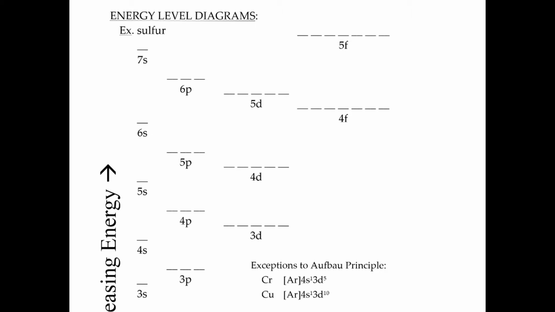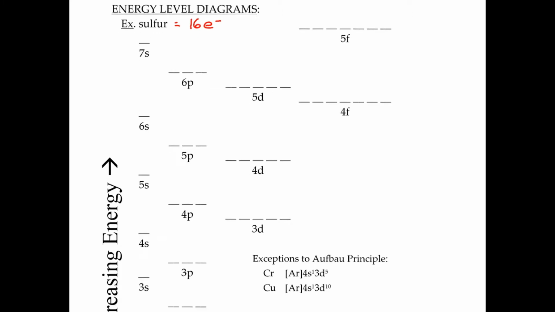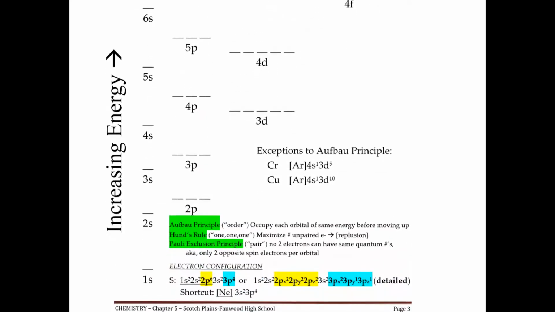So, the how to do it. First of all, we're going to look at sulfur and figure out how many electrons sulfur has. So we look at the periodic table. We realize that the atomic number of sulfur is 16. So it has 16 protons, but it's also going to have 16 electrons as well because they match. All right, so we have 16 electrons for sulfur. We're going to fill them in this energy level diagram starting from the bottom.